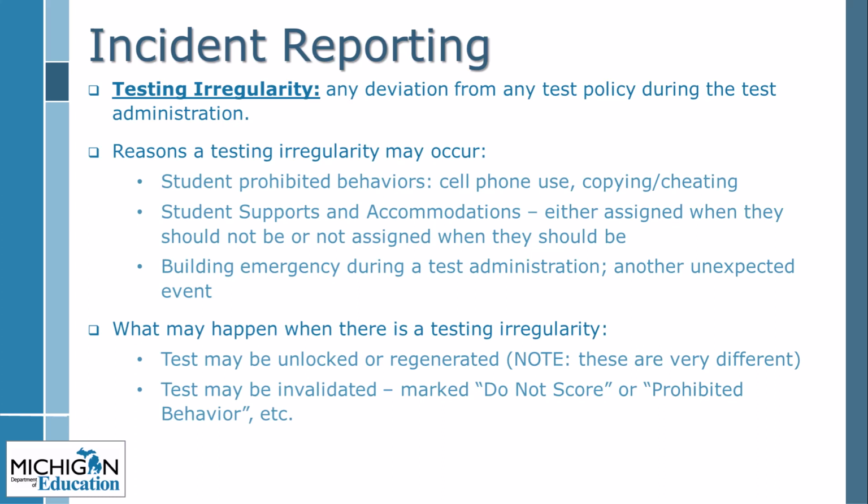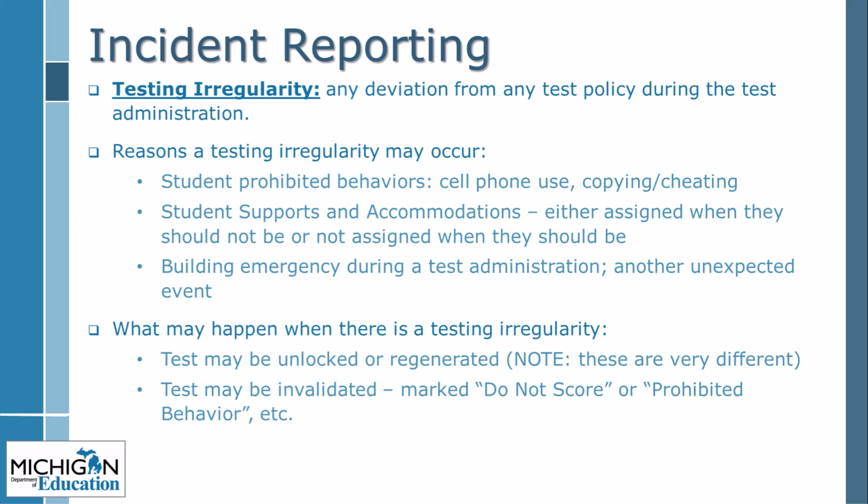Students could engage in prohibited behaviors, like using or accessing a cell phone or electronic device or copying or cheating on the test. Testing irregularities may be the result of errors with designated supports or accommodations, either if something was assigned when it should not have been or not assigned when it should have been.